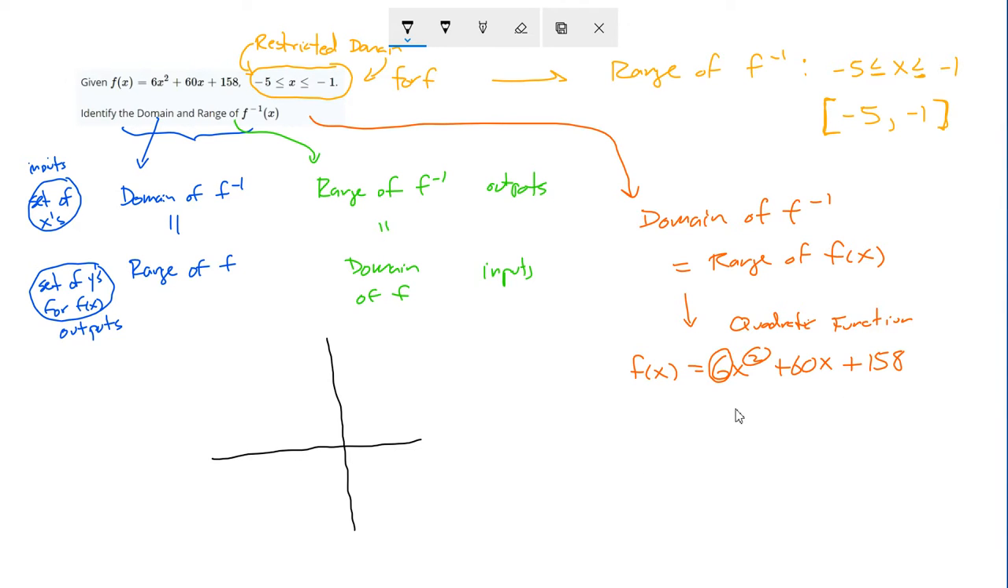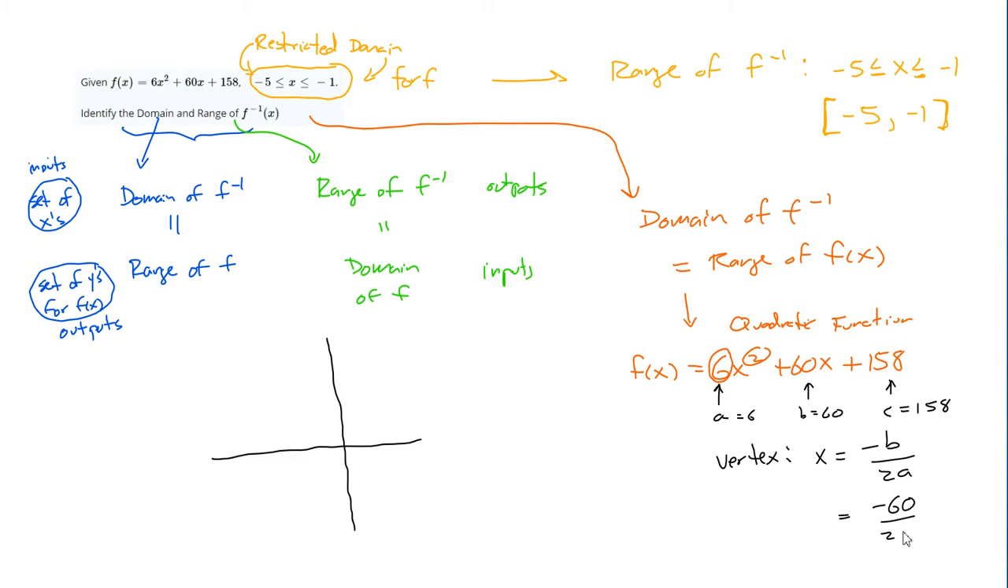To locate the vertex, we can use the fact that the A coefficient is 6 in this case, my B is 60, and my C is 158. We know that the vertex of a parabola is at x equals negative B over 2A. So in our case, it's negative 60 over 2 times 6, which is negative 60 over 12, which is negative 5. So the parabola is going to bottom out at negative 5. If I go to negative 5, I know the parabola is going to bottom out there and go up on both sides.